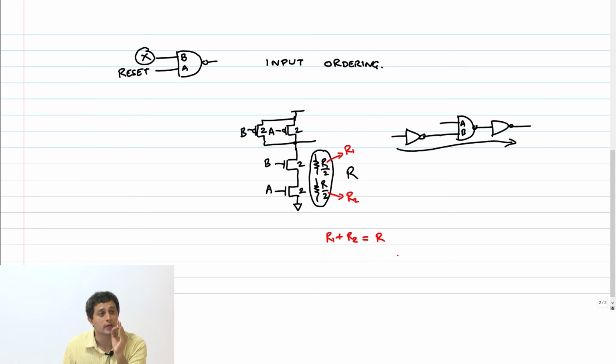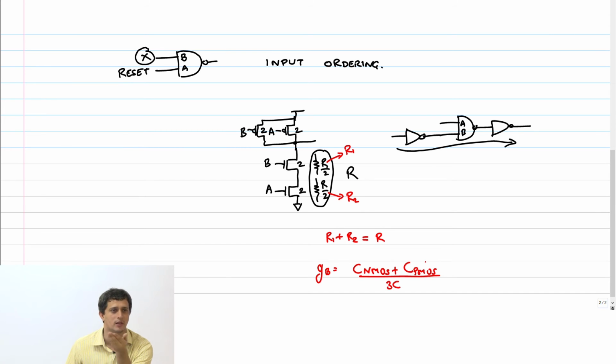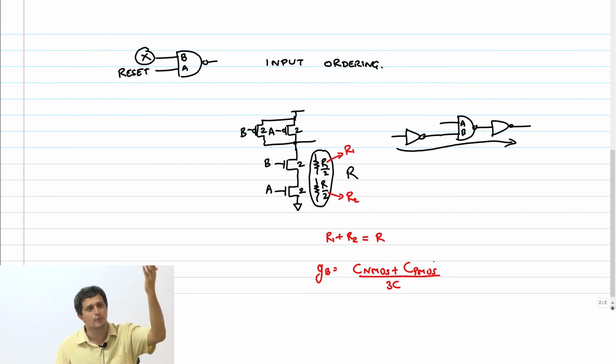However, I want to reduce the logical effort of the input B. So logical effort of input B is the capacitance of the NMOS plus capacitance of PMOS by 3C. Right, this is what it is. If you take the sizing of 2, 2, you will get 2C plus 2C by 3C, 4 by 3. Now the PMOS, there is only one transistor. I can't do anything there. When the input B switches, I need the PMOS to pull up with the resistance R. Therefore, that has to be 2. I cannot alter that. This is fixed.